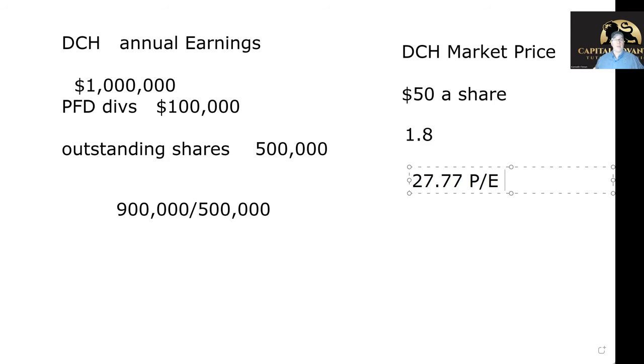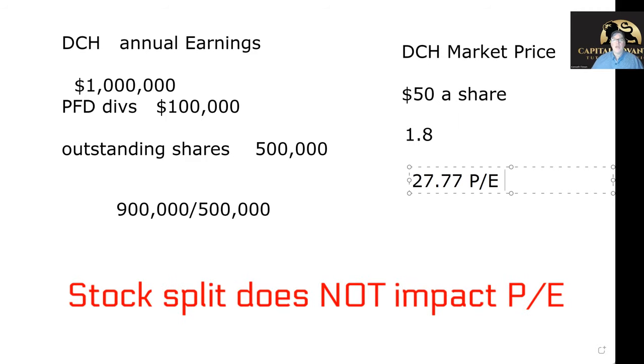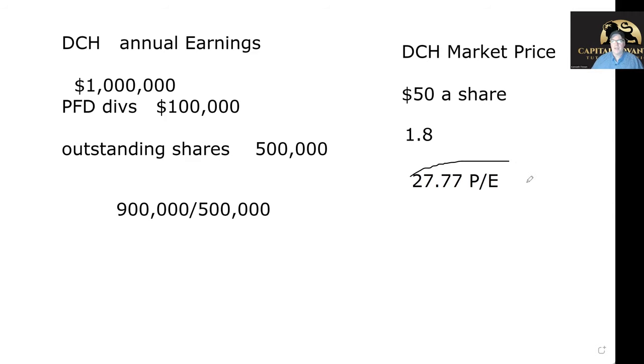Now, let's talk about a couple of things. One, if you get a stock split, it does not affect PE ratio. Remember that. It stays the same. Let's say you had a 2-for-1 stock split. The market price would drop to 25 and the earnings per share would drop to 0.9, and it'd still be the same ratio. The price and the earnings per share would go down, but the PE ratio would stay the same because they go down by the same amount.